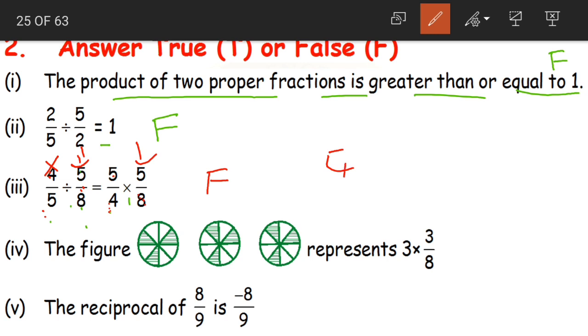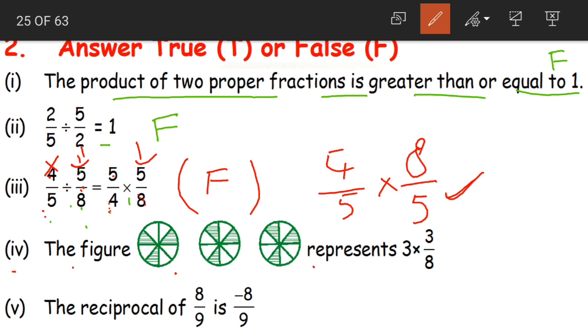Correct answer? 4 by 5 into 8 by 5. Yes, 4 by 5 into 8 by 5 is the correct one. 5 by 4 into 5 by 8 is our false answer. Moving on to question number 4.